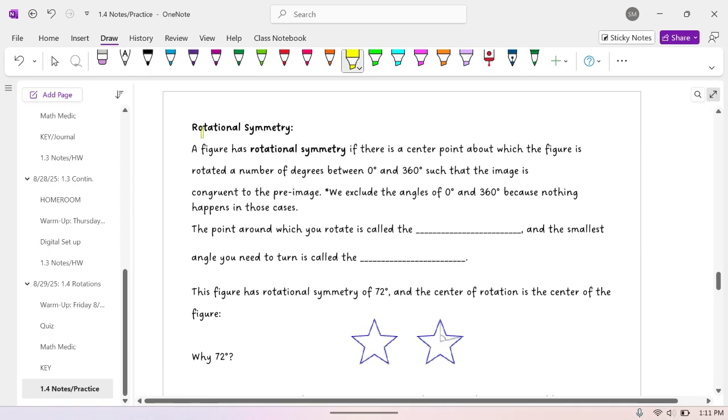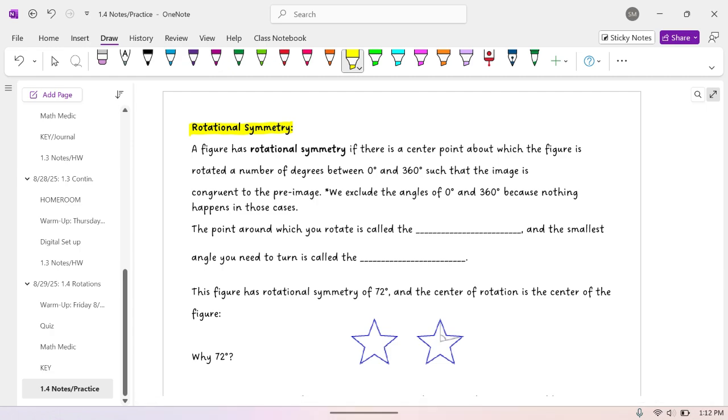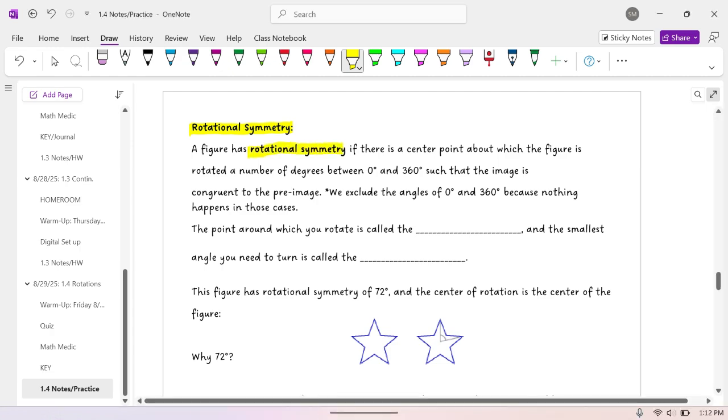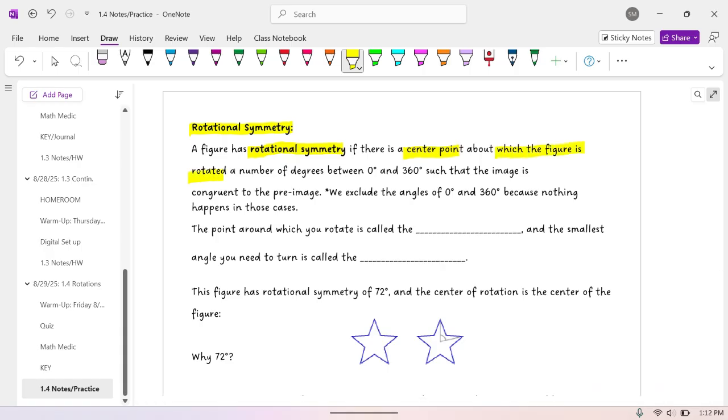So, rotational symmetry, this is the type of symmetry that deals with rotation. So, what we just talked about. A figure has rotational symmetry if there is a center point about which the figure is rotated a number of degrees between 0 and 360, such that the image is congruent to the pre-image. And then we excluded angles 0 and 360 because nothing happens in that case. It literally doesn't move, or moves all the way around to the point it starts. It's at the starting point.